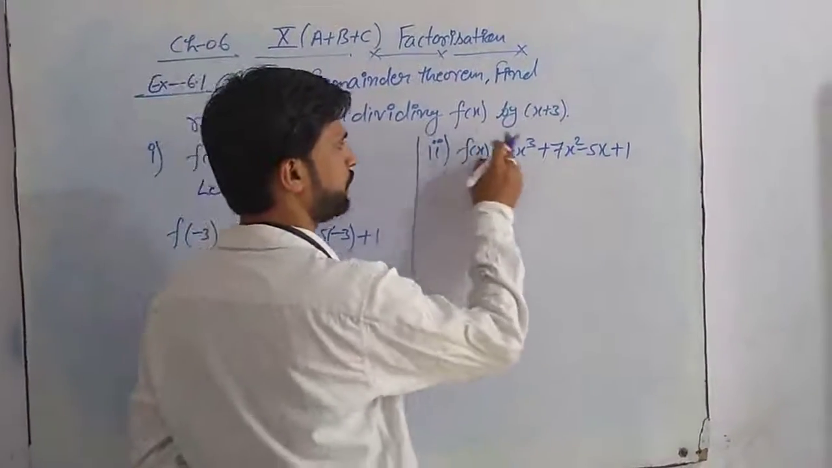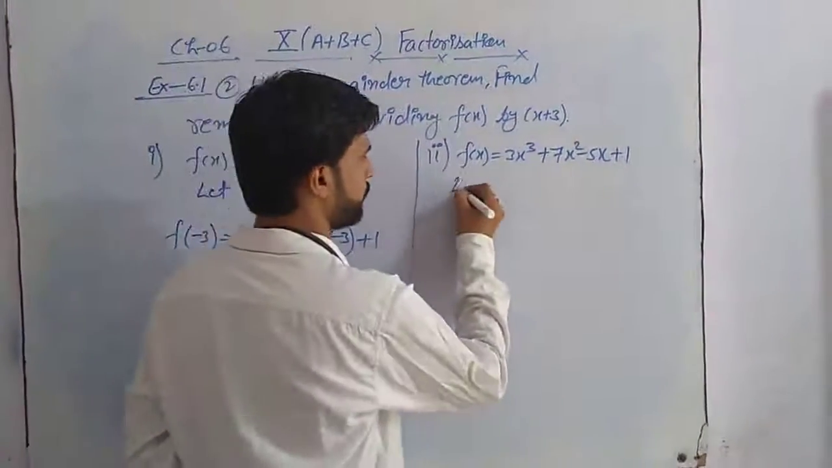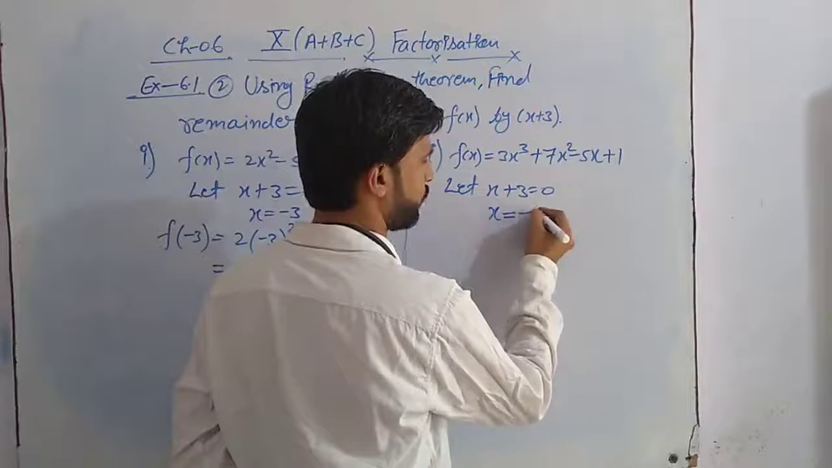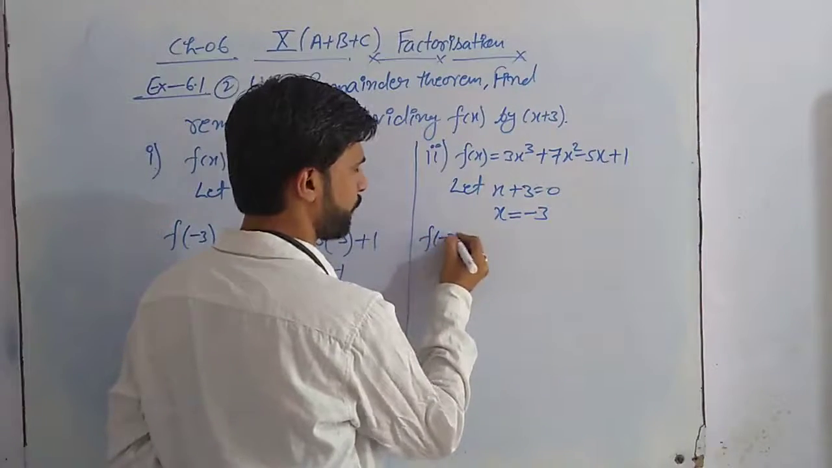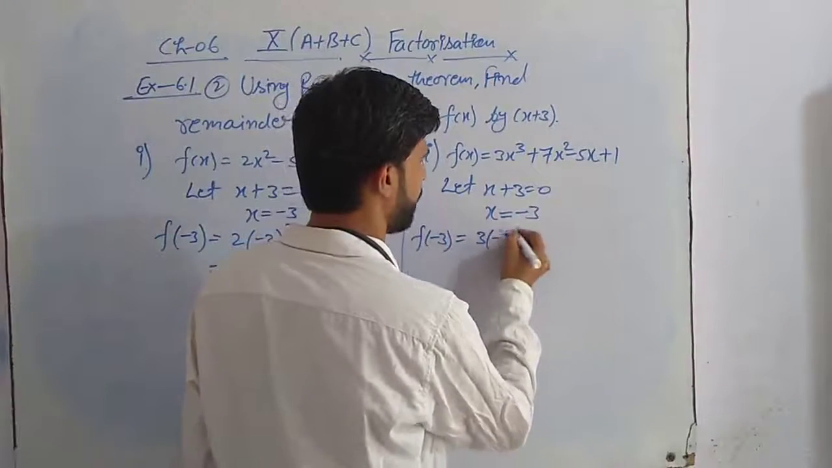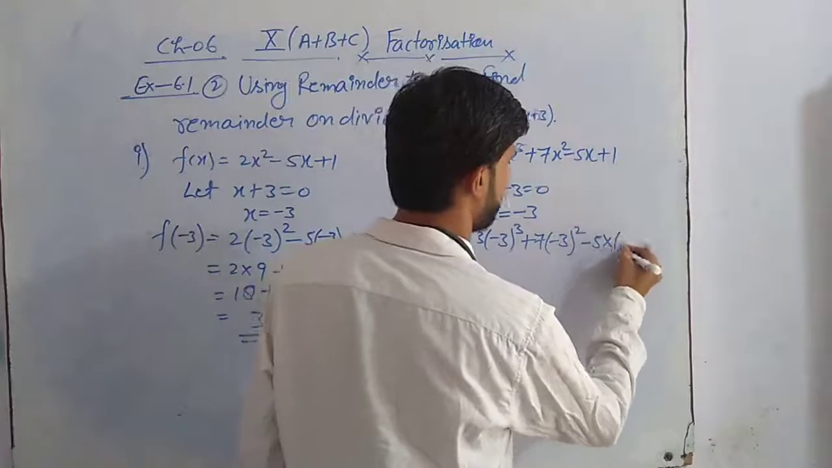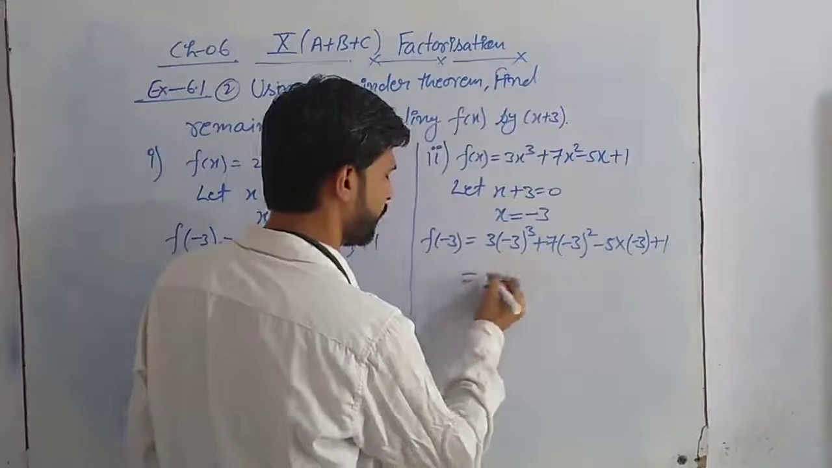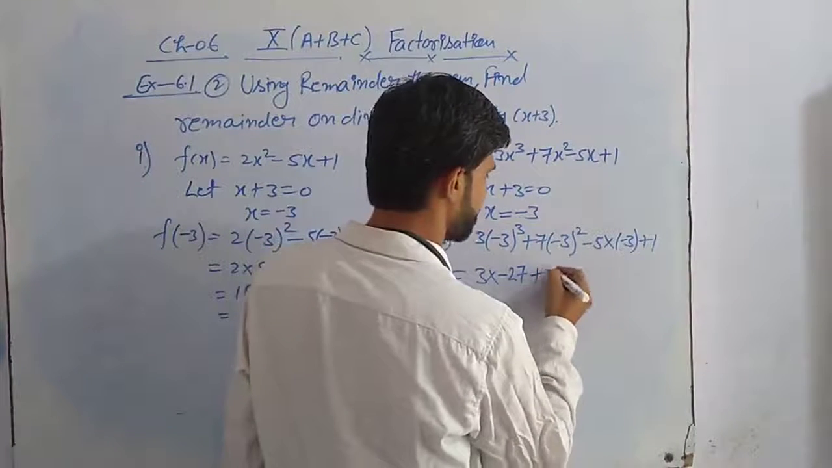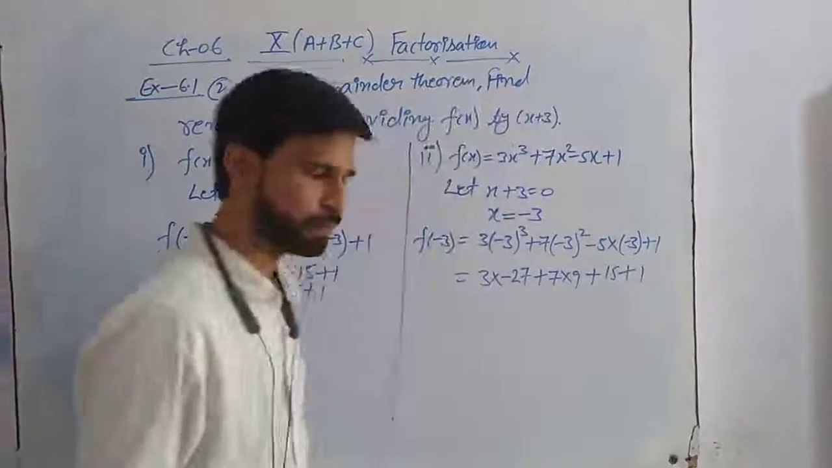And the second part of this question is 3x cube plus 7x square minus 5x plus 1. Again let x plus 3 equal 0, then we get x equals minus 3. Now in place of x we put minus 3, then we get 3(minus 3) cube plus 7(minus 3) square minus 5 into minus 3 plus 1. Now in this way we calculate minus 27 plus 7 multiplied by 9, minus minus plus 5 threes are 15 plus 1.